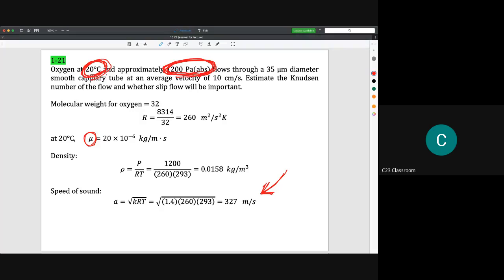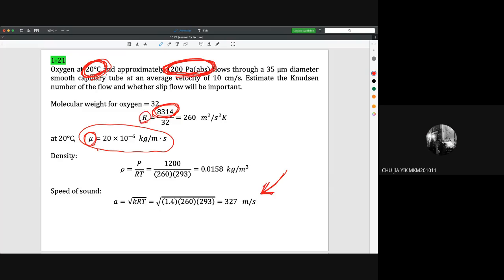For mu, it is 20 times 10 to the power of minus 6. You can get it from any textbook; it might be a little bit different. Might be the Renault number 8314 divided by the molecular weight. Where is the equation? See, gas constant, this one. So 8314 is actually the constant.